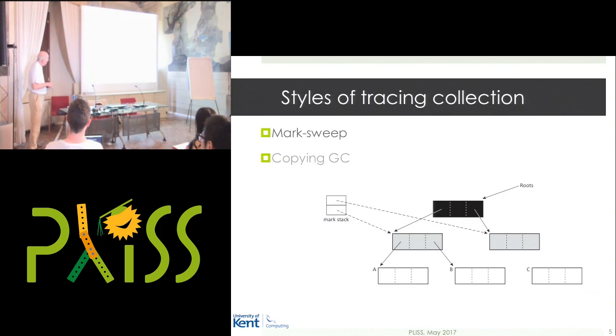And at the end of this, I should have visited all of these objects except for C. And so C is garbage and I can reclaim it. So my second phase of this, I will sweep through the heap, probably linearly. I will discover that C is marked and I will reclaim it. And I will do something to reset the marks on everything else.